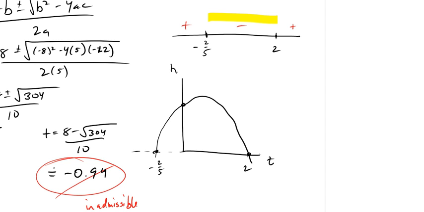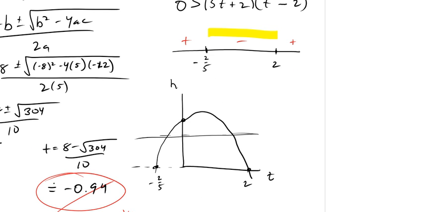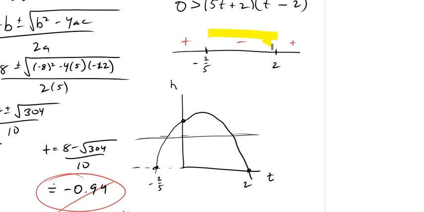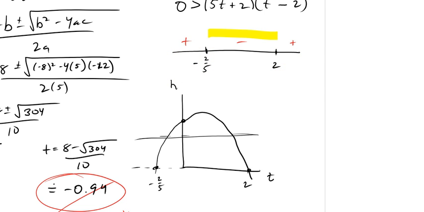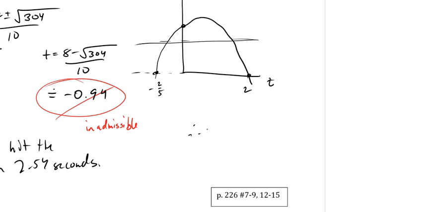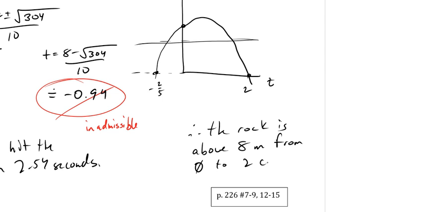So it starts above 8, and 8 would be somewhere like there, right? It starts above 8, but it doesn't exist before 0. So then we would say, therefore, my actual answer, like this is the answer to the math part. But it's not just the math part anymore, it's the real world part. You got to interpret. So therefore, the rock is above 8 meters from 0 to 2 seconds, right? Is that what we found?